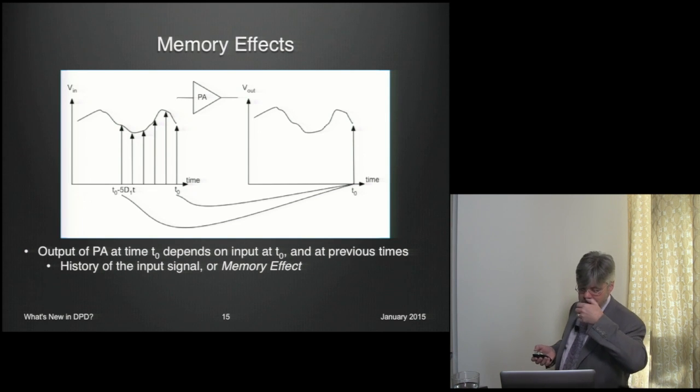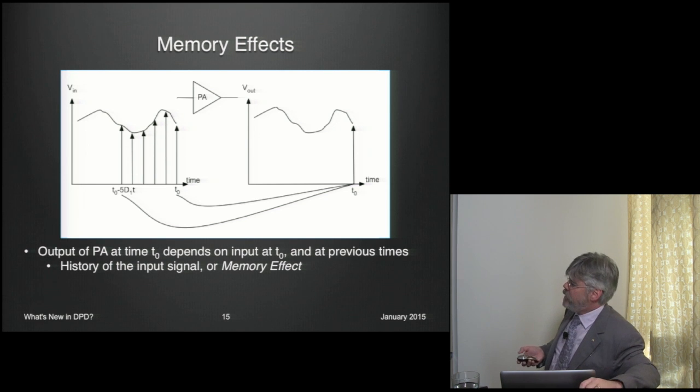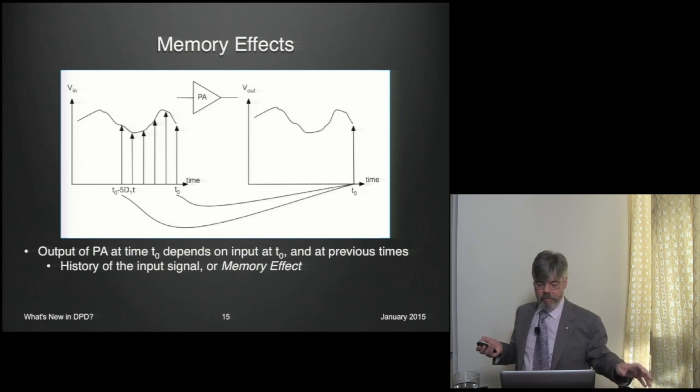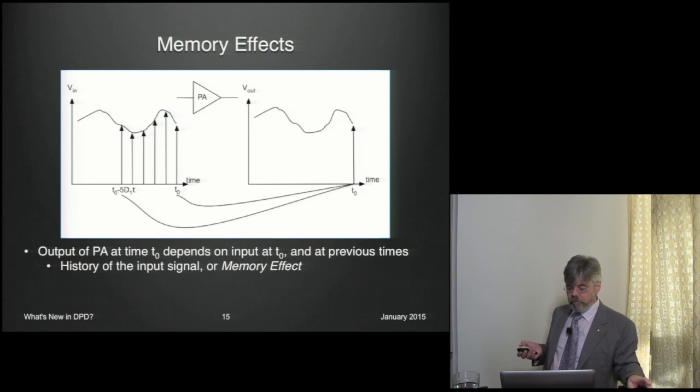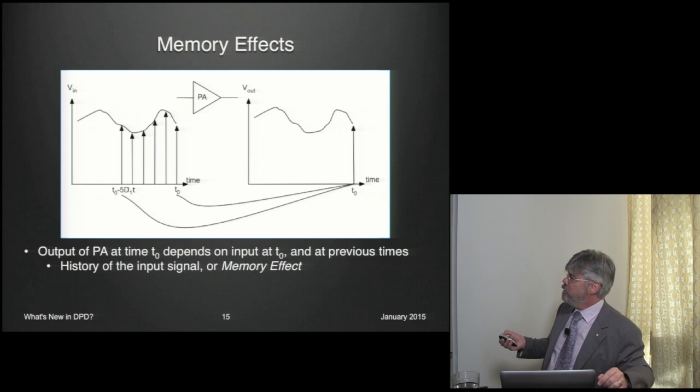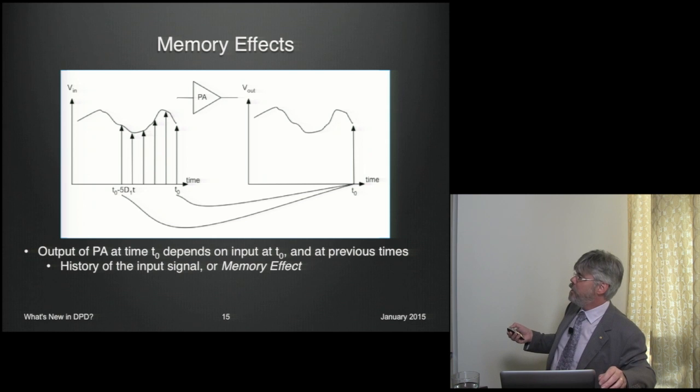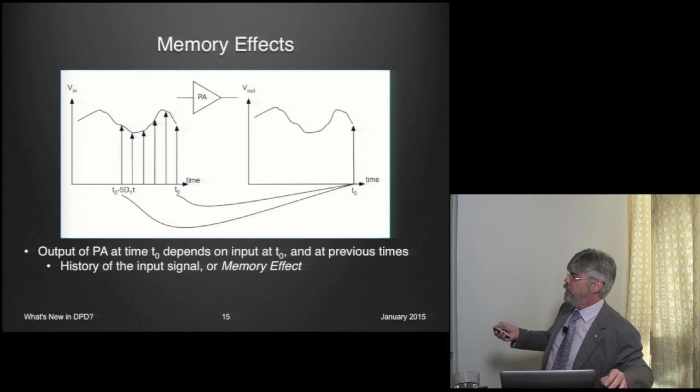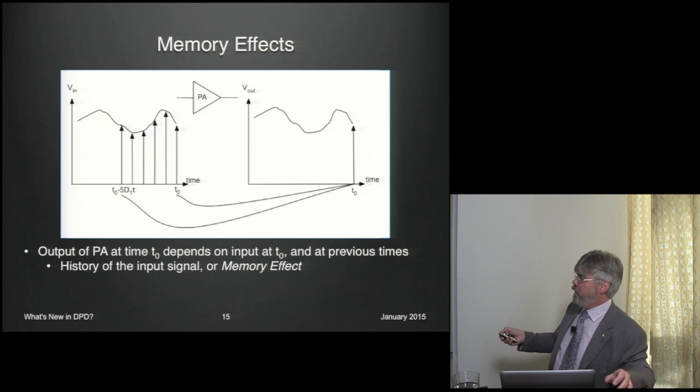Another way is memory effects. Now, I mentioned these earlier, and I said I would talk a little bit more about memory effects. So this is the slide. Here's our input signal. Here's our nice, clean replica output signal from the PA. And it turns out that the output signal at any instant in time from the PA is dependent not only on the input at that time, but on some past history of inputs; some amount of time previous to that will affect what the output is.